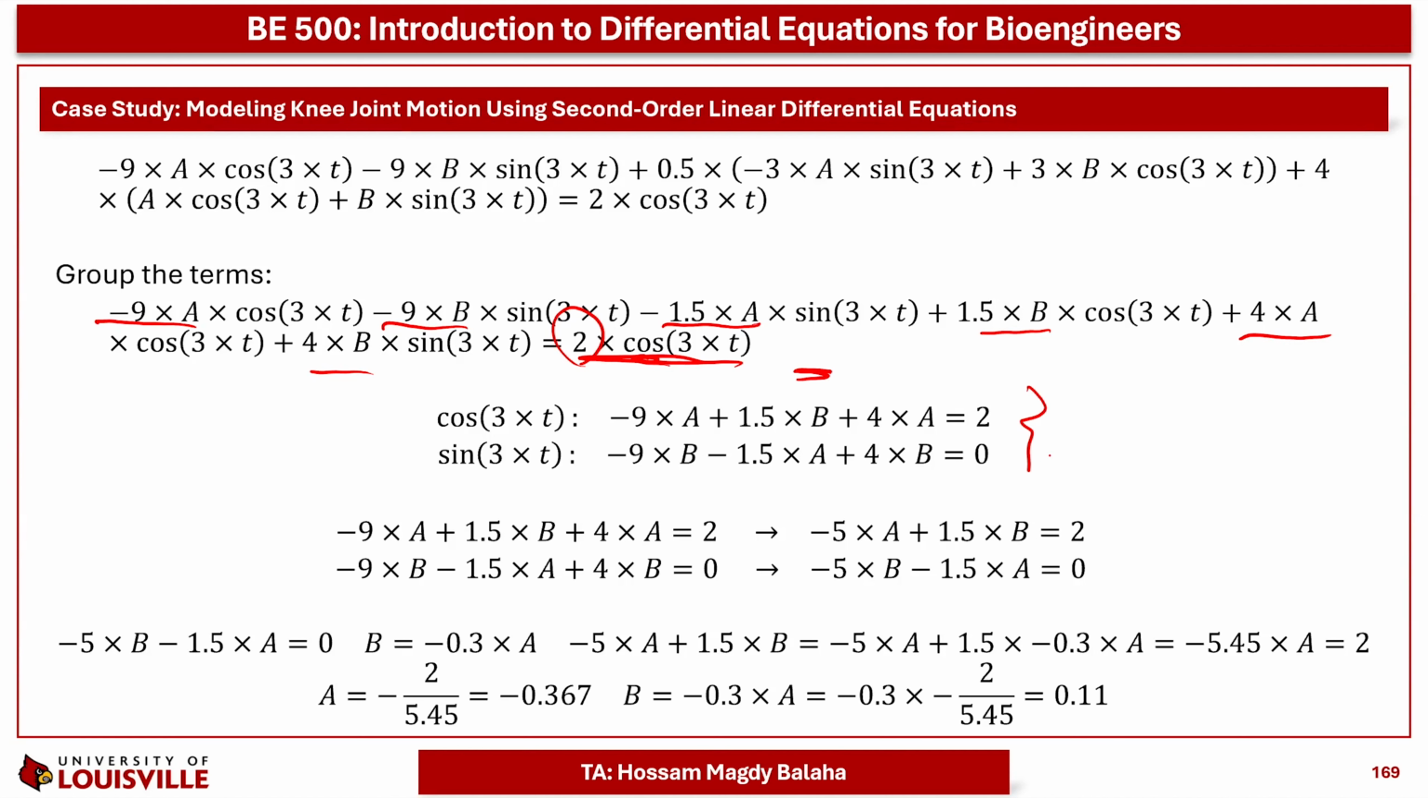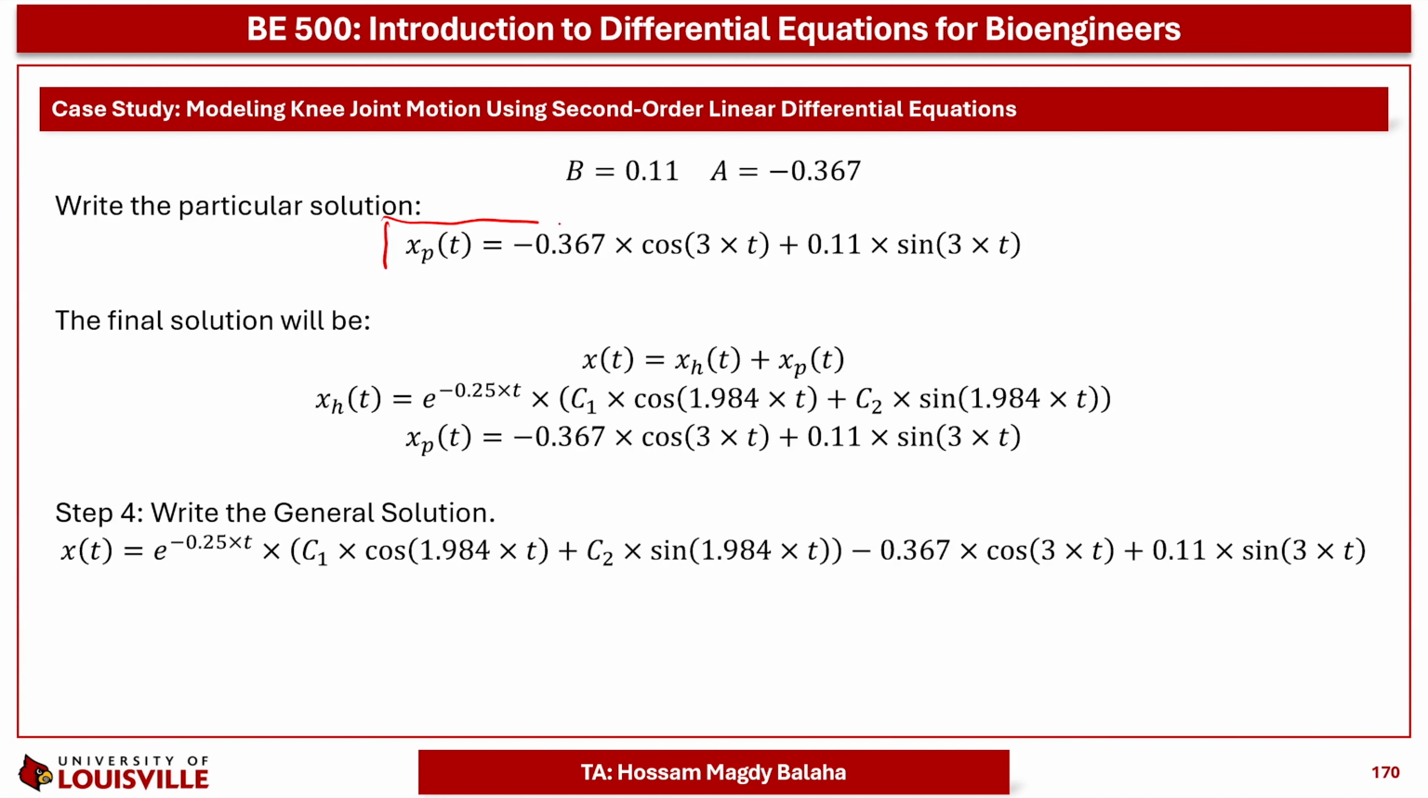Now we have two equations. Simplify them so that you can get two simplified equations. Solve both of them together to find the values of a and b. The value of a will be negative 0.367 and the value of b will be 0.11. Using the values of a and b, substitute in the particular solution to get the final particular solution that looks like that.